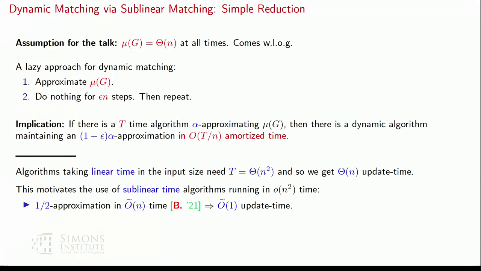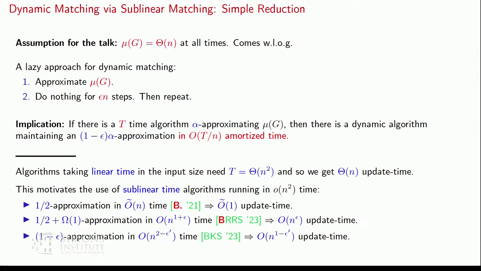So for example, the known bounds that I mentioned: if you replace it with the half approximate n time algorithm from 2021, you'll get an almost half approximation of the size of maximum matching in polylog time. If you take the slightly better than half approximation in n to 1 plus epsilon time, you'll get an n to epsilon update time algorithm maintaining slightly better than half. These two bounds are actually not new. We knew how to do this even for maintaining the edges of the matching. This third result is new.